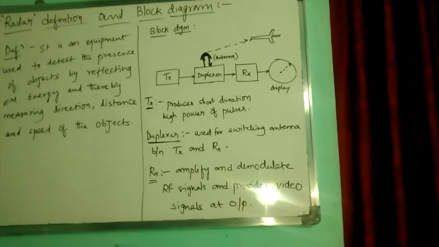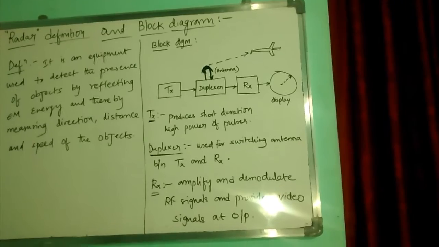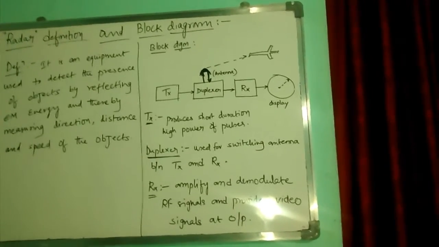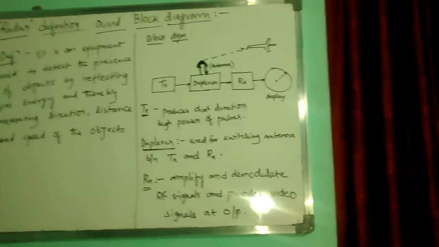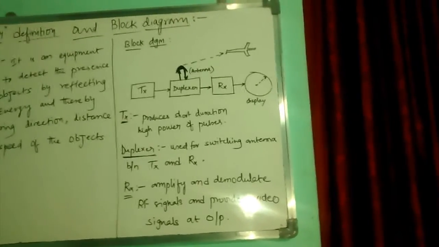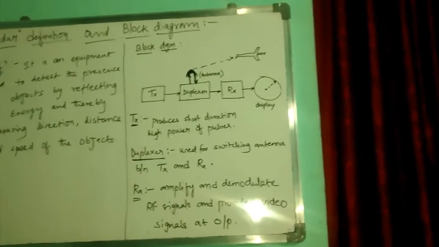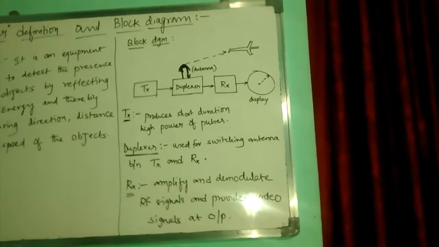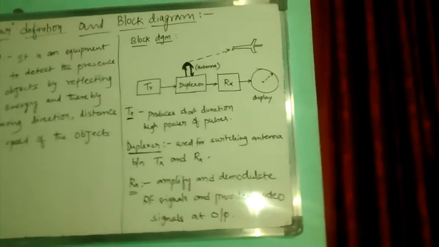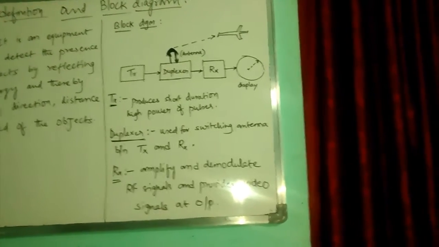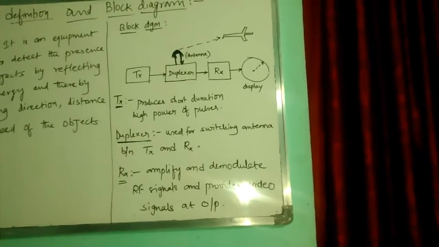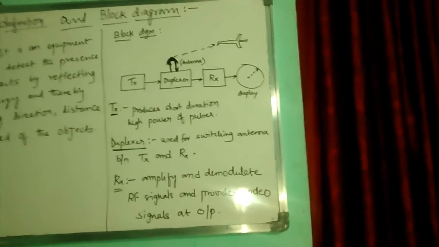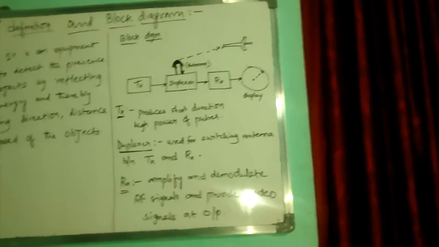Now the transmitter is used to produce short duration, high power pulses. Actually they are RF pulses, radio frequency pulses. Whenever the transmitter produces these pulses, the next part is the duplexer. The duplexer receives these pulses and switches the transmitter antenna and thereby sends it to the antenna. The antenna radiates this energy to the aircraft.